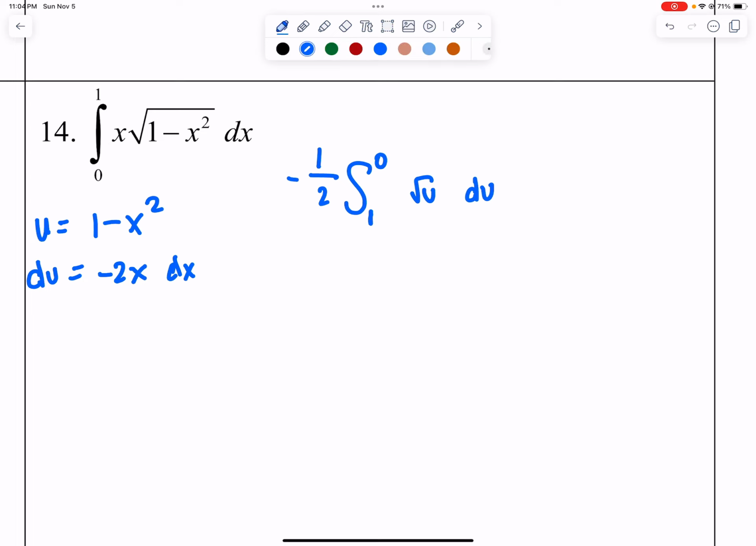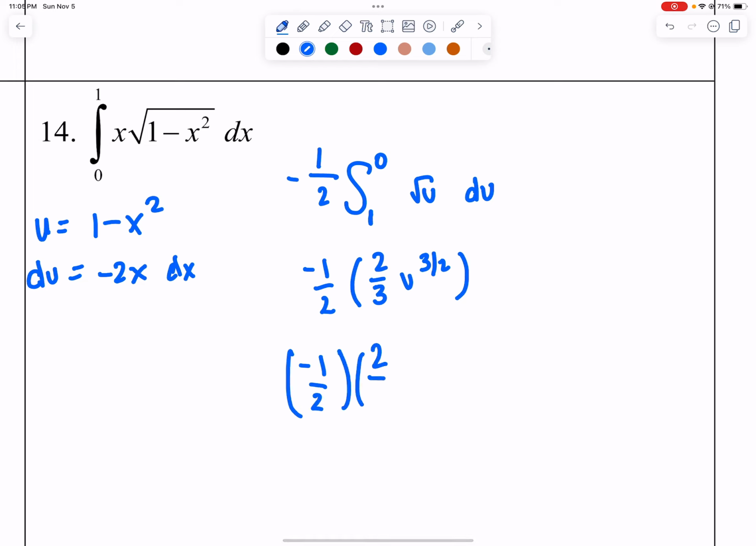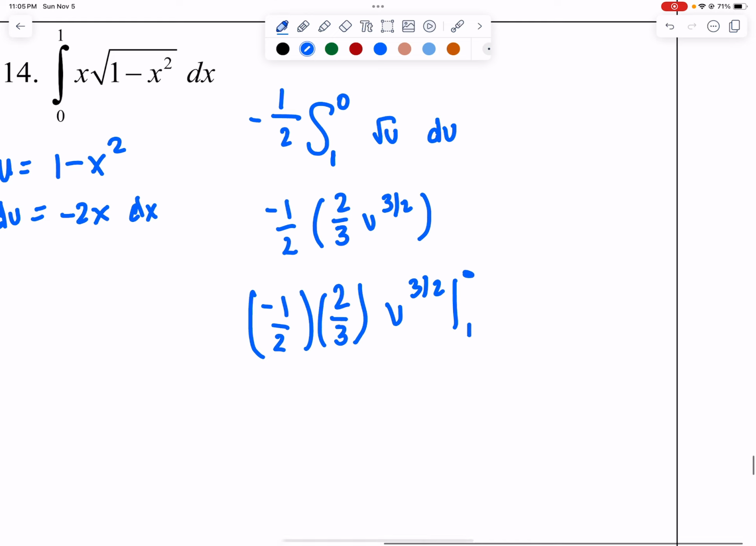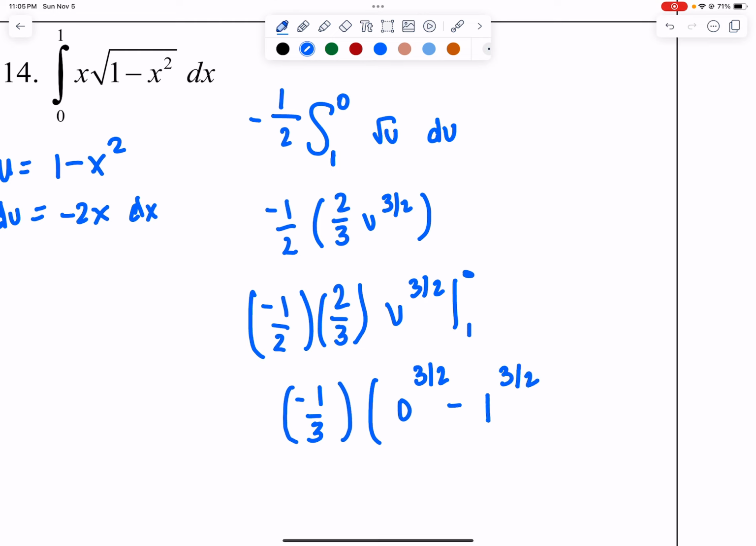All right, so once we do that, I am going to take the integral here. And remember that the antiderivative of the square root of u is going to be 2/3 u to the 3/2. I can take out the 2/3 so that I have u to the 3/2 from 1 to 0. So now I have, let's see, negative 1/3, and then 0 to the 3/2 minus 1 to the 3/2.